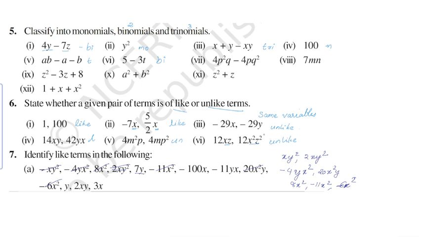Similarly, we can find what is the like term with 7y. Yes, 7y and y, right? These two are like terms. Now, minus 100x and 3x. They are like terms. And minus 11yx and 2xy. These two are like terms.